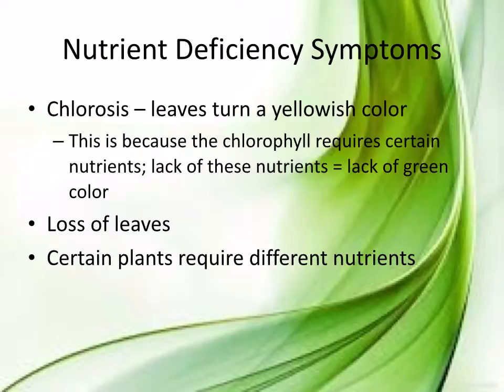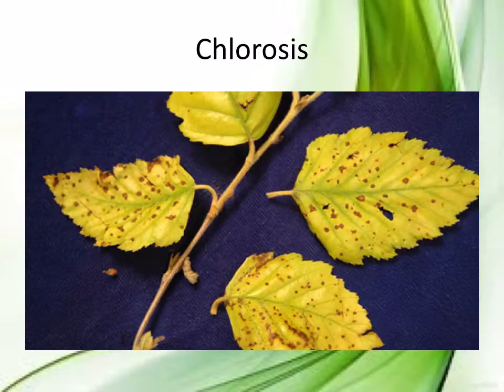Some nutrient deficiency symptoms. So if the plant is not obtaining these nutrients, it's going to experience the following symptoms. Chlorosis, which is when the leaves turn a yellowish color. And this is because the chlorophyll requires certain nutrients. If it's not getting these nutrients, it's not going to be able to produce that green chlorophyll color. And this results in the loss of leaves when it also doesn't obtain some nutrients. And certain plants are going to require different nutrients based on what environment they live in. Here is a picture of chlorosis, so we can see the yellowing of the leaves.